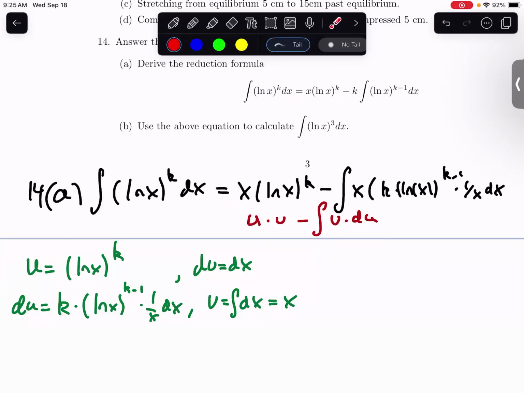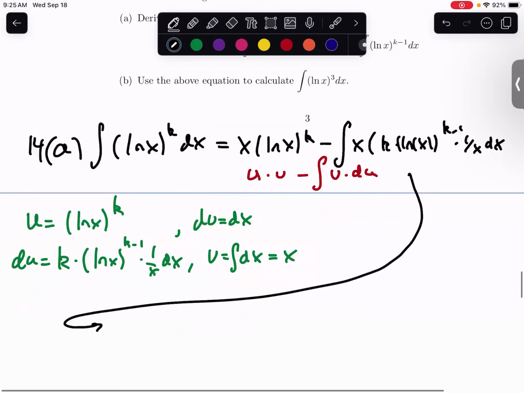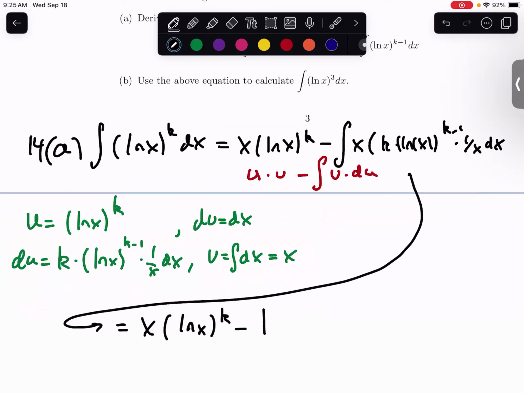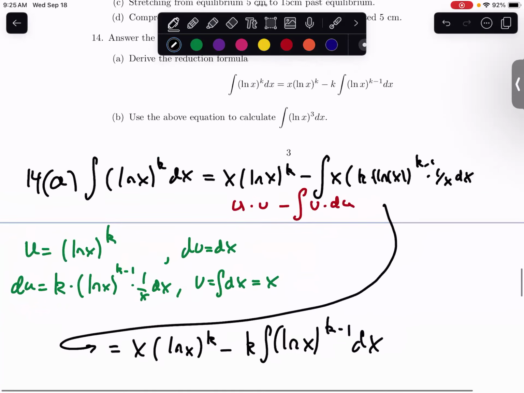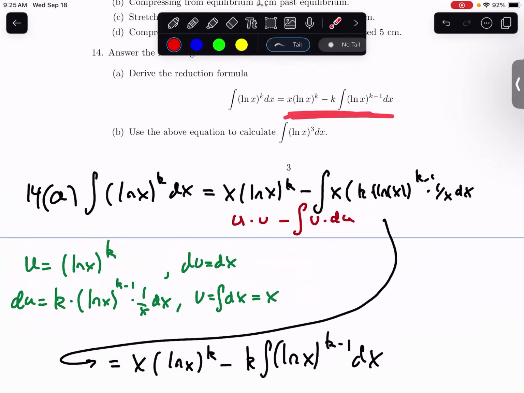And so we have an x here multiplied by a 1 over x, so those terms cancel out with one another. Let me bring this down here. So we end up getting this is equal to x times the natural log of x to the kth power minus k times the integral of just the natural log of x to the k minus 1 power dx. And you can see this matches exactly with the formula that we wanted to derive in the first place.